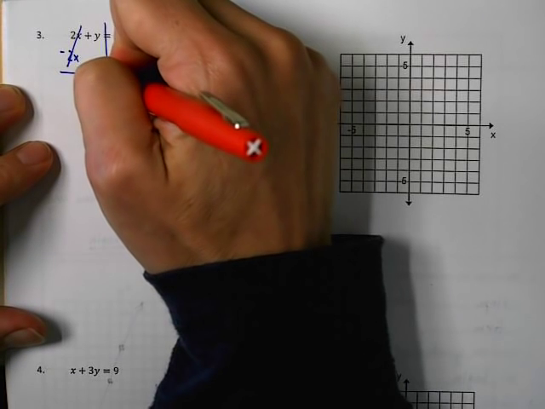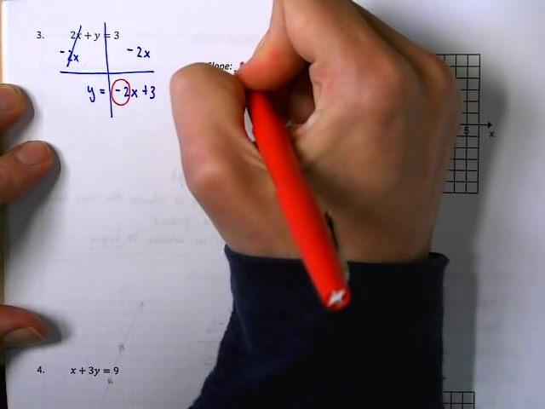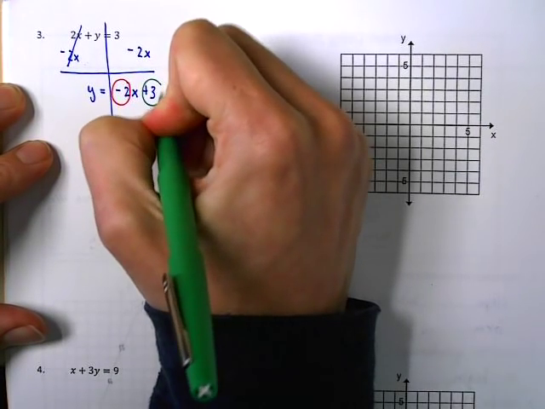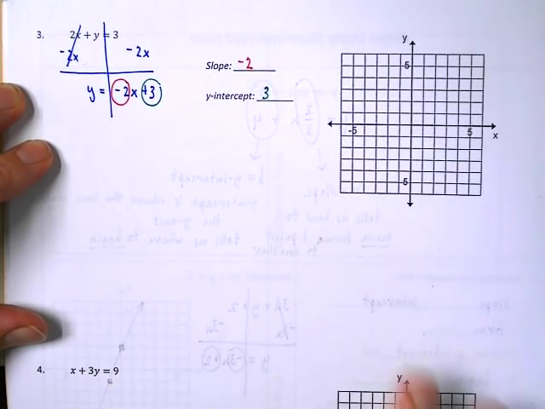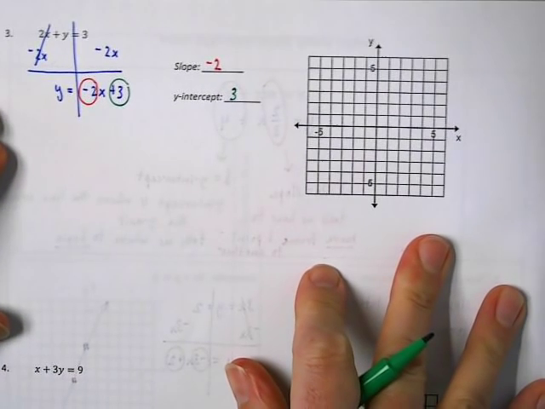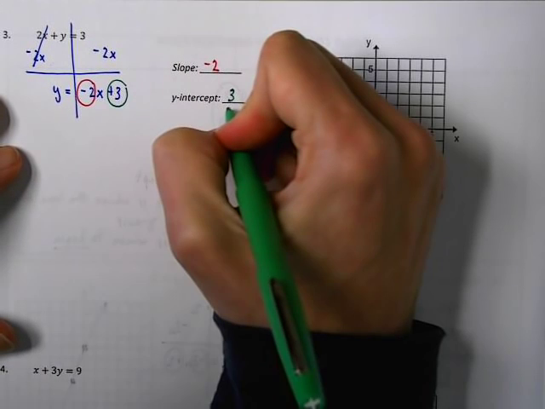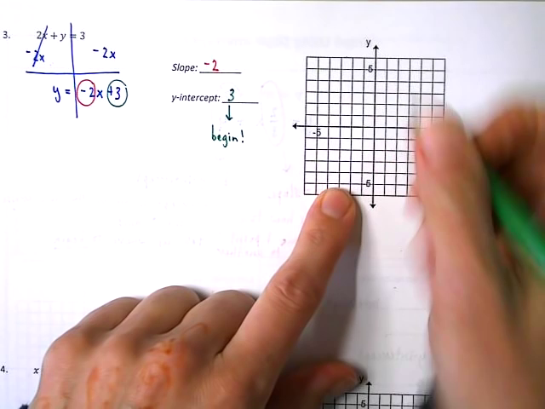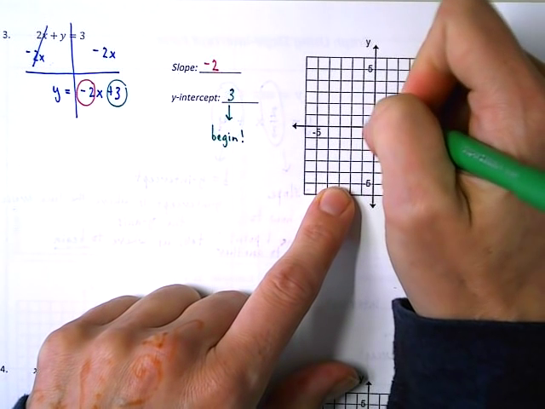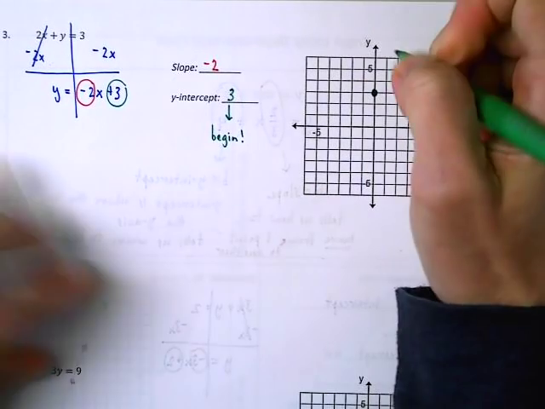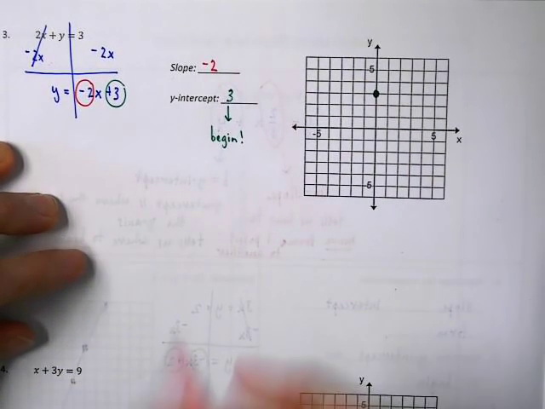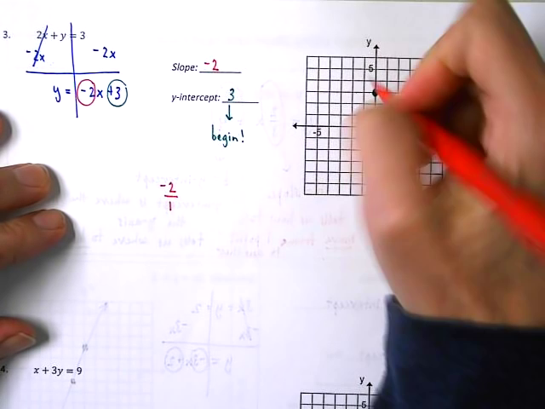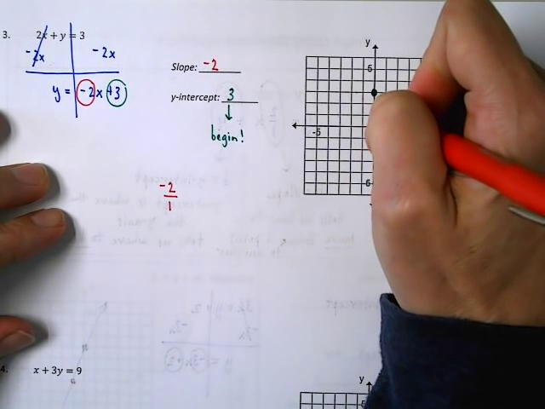My slope, I know, is the coefficient of x, so that's -2. My y-intercept is the constant term, and so that's +3. So just like we've done before, I begin here with my y-intercept. Since my y-intercept is +3, I go to the y-axis and I find where I have +3. That's my first point. Now again, with slope, -2 is the same as -2 over 1. So I can go down 2 and to the right 1.